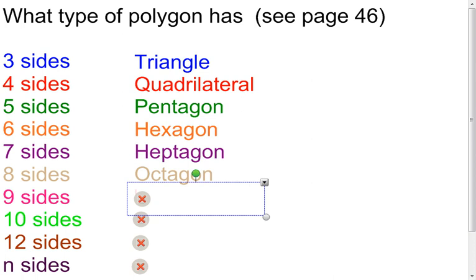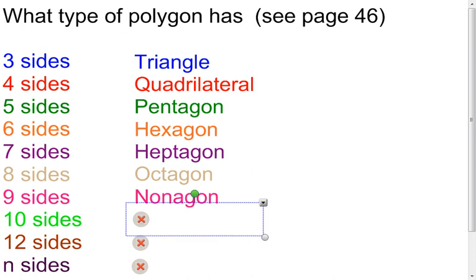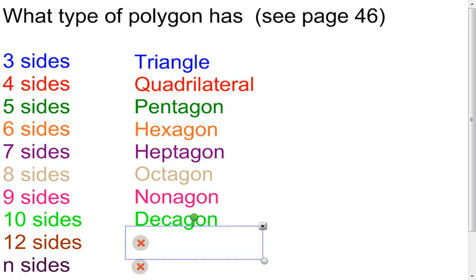9. Now, this one's a nonagon, not a ninagon. So remember, it's N-O-N-A, gon. 10 sides, I like to think of 10 years as a decade, so that helps me remember a decagon. And then 12 sides, I remember this one because 12 is 2 more than 10, so I need 2 more letters. Therefore, it's the dodecagon. And then my last one, n sides. Now, when I say n sides, I mean it could be anything.